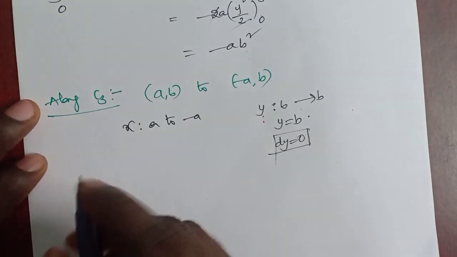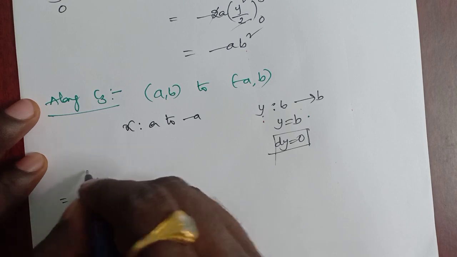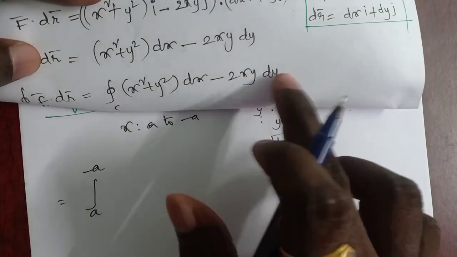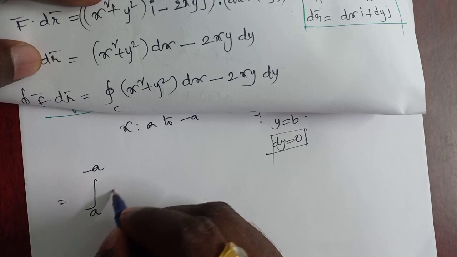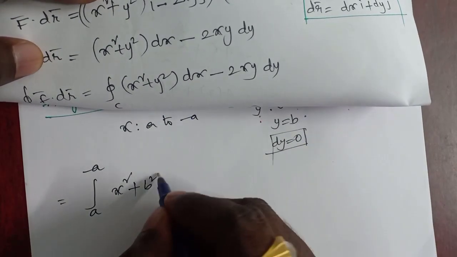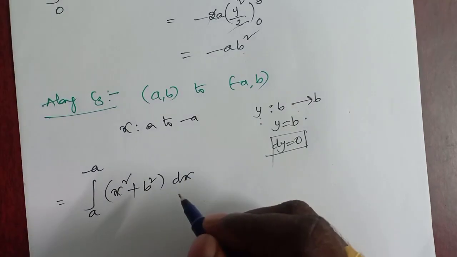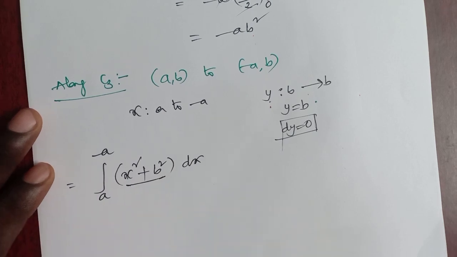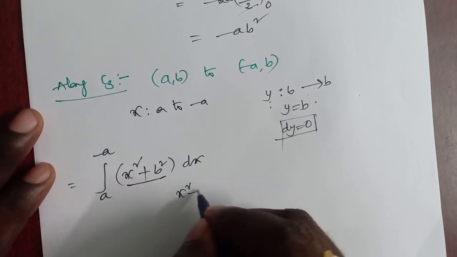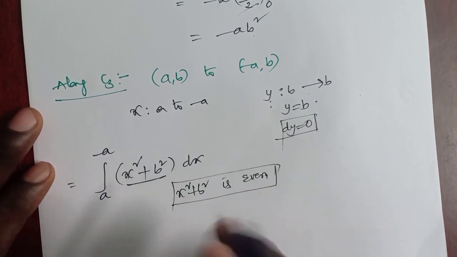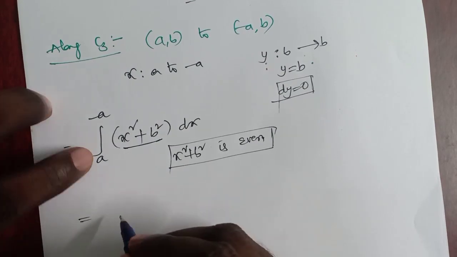Clearly the bounds of x is what? A to minus a, and coming to the integrand, what we have? So clearly dy is 0, so no need to take the second one, so minus a to a. So clearly x square plus y is what? B, so b square into dx. This is what we need to evaluate. So clearly x square plus b square is an even function, so we have to take the bounds like this.